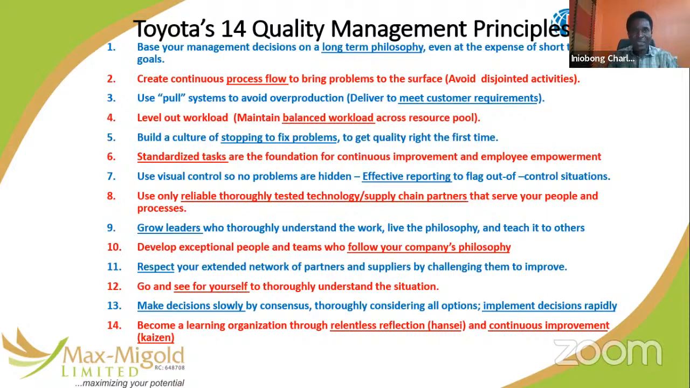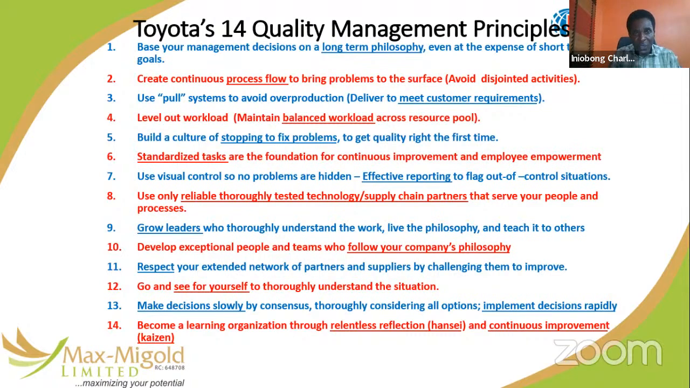Now they create a continuous process flow to bring problems to the surface, as in they have clear processes, their inputs, the process and the outputs. It must be clear so that they bring problems to the surface, because they have brought their entire system into processes. That way they are able to see problems quickly, right?